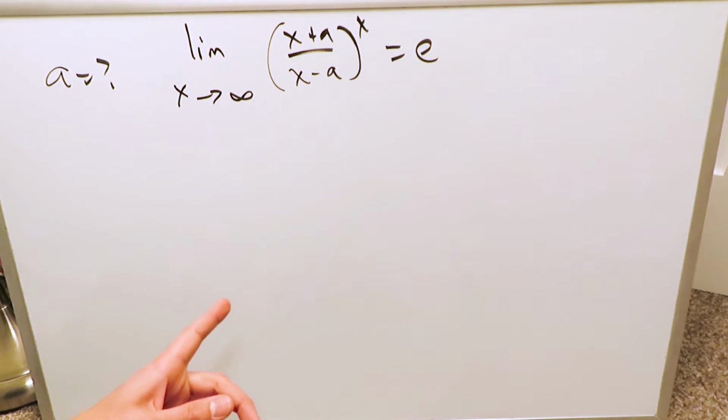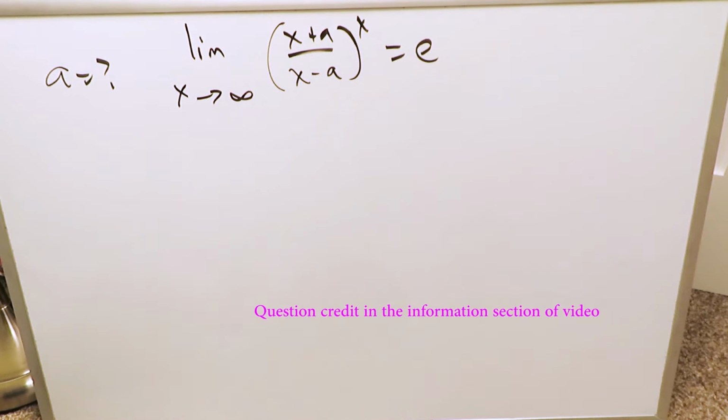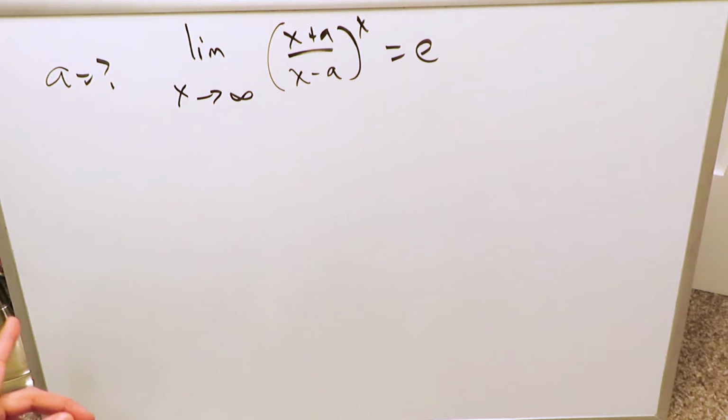This question has been provided to me from a particular viewer. It was presented on their exam, the student didn't get it right, didn't know how to do it, and I will show you in this video how you can solve this particular question. The purpose of this question is to solve for that constant value a, such that when you evaluate this limit, the output is equal to e. Limit as x approaches infinity of (x plus a divided by x minus a) to the power of x equals e. What is the value of a?